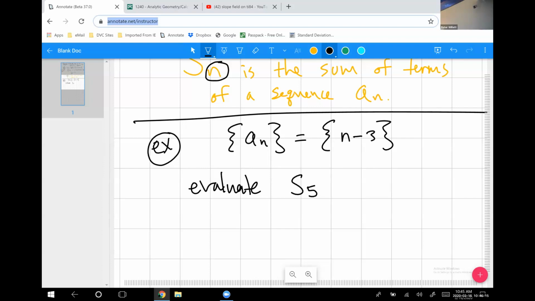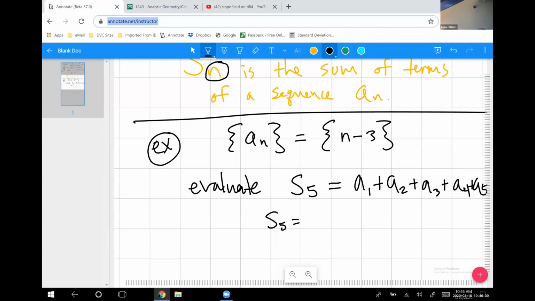So S sub 5 means a sub 1 plus a sub 2 plus a sub 3 plus a sub 4 plus a sub 5. I think I'm running out of space there. So in this case, S sub 5, we could then figure out what these first 5 terms of the sequence are and then add them up.